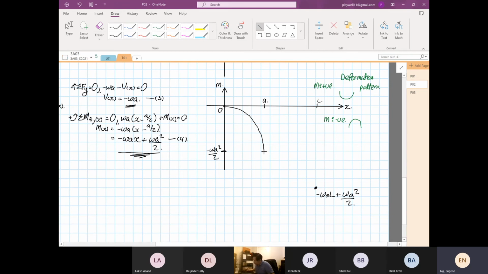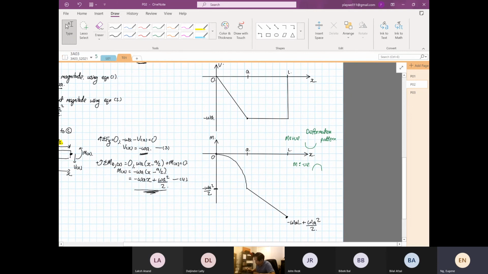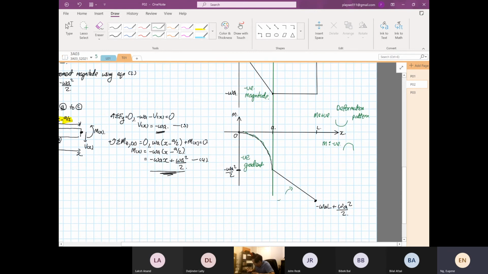So one thing to observe is this. What's the relationship between shear force and bending moment diagram? If we look at 0 to A, I'm going to partition this. Over 0 to A, your shear force has negative magnitude, and over here you have negative gradient. What do I mean by negative? If you draw a tangent, the gradient is negative. Again, from A to L, negative magnitude, and this is also negative gradient.